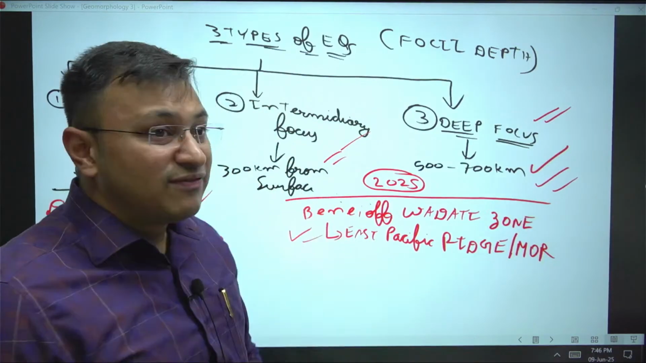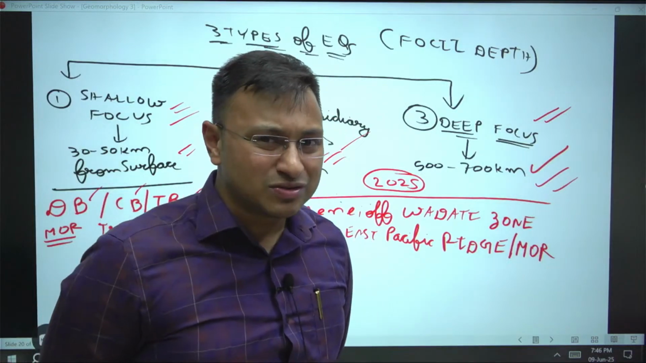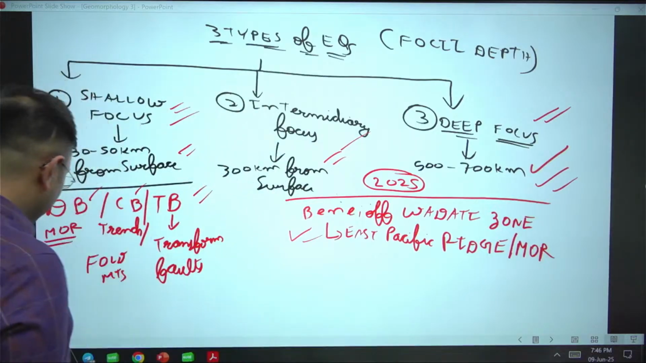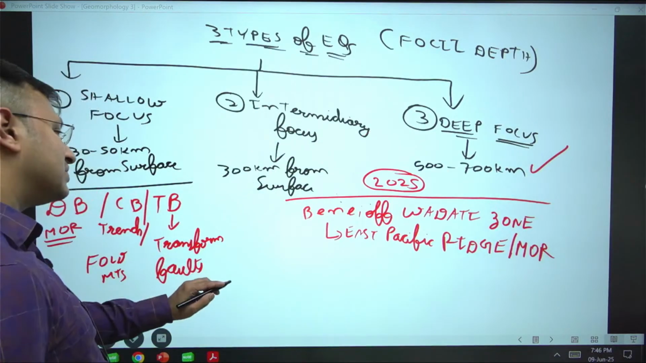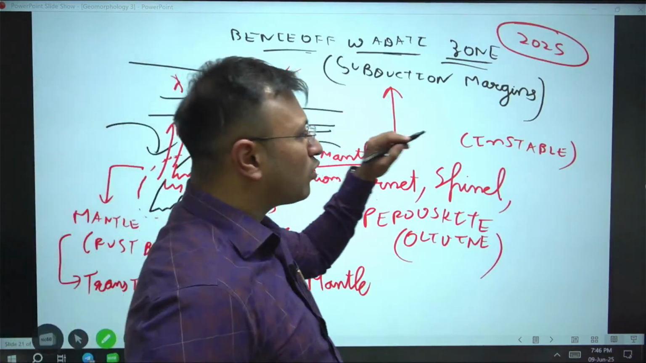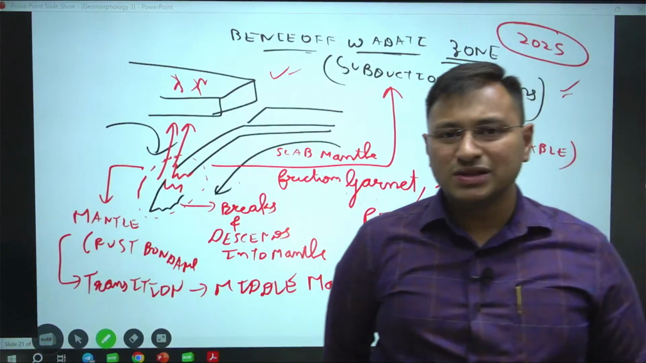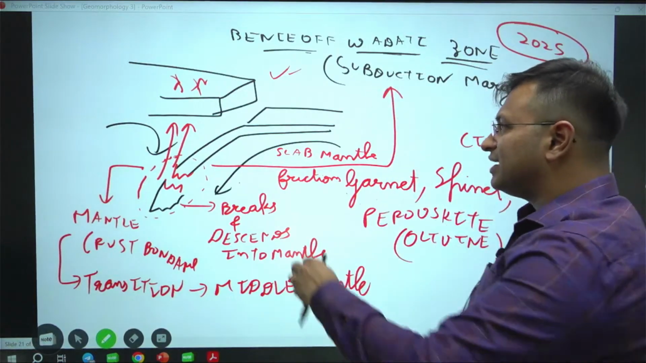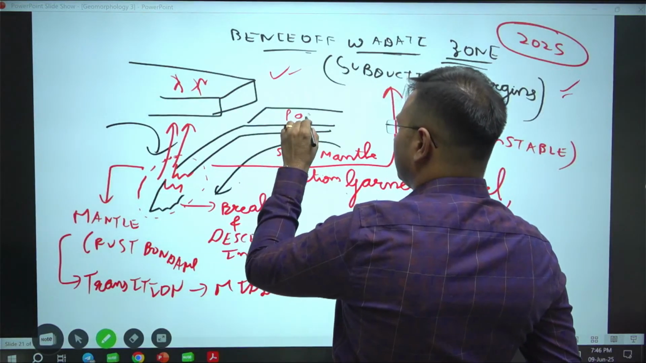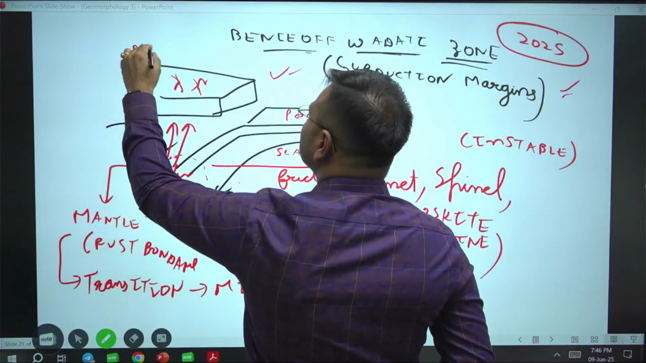So this is referred to as the Benioff-Wadati zone. One such zone has been discovered in the Eastern Pacific. Let us try to understand, sir, what is this Benioff-Wadati zone? If I'm talking about the Benioff-Wadati zone, a very important current affair for 2025, let's say you are having the Philippines plate and let's say this is your Pacific plate. Let's assume this is your Pacific plate and let us assume this is your Philippines plate, right?